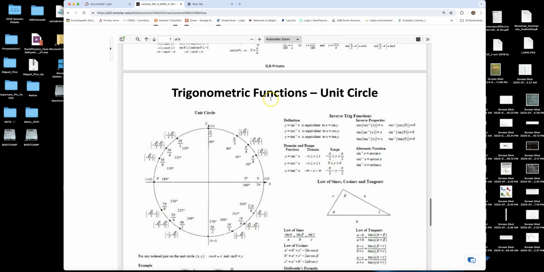Also, the relation of the trigonometric functions with the unit circle. I'm not going to go through all the detail because this is something that you're supposed to cover. But if you have some doubts, please let me know and I will be more than happy to remind you.